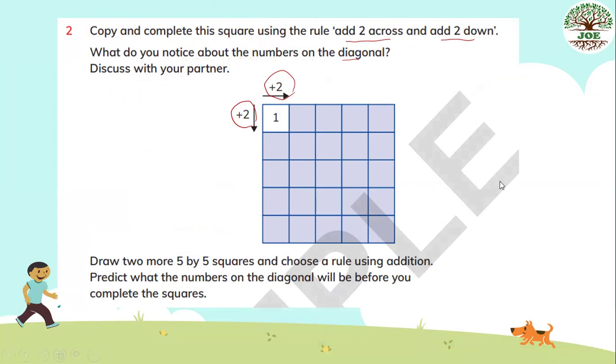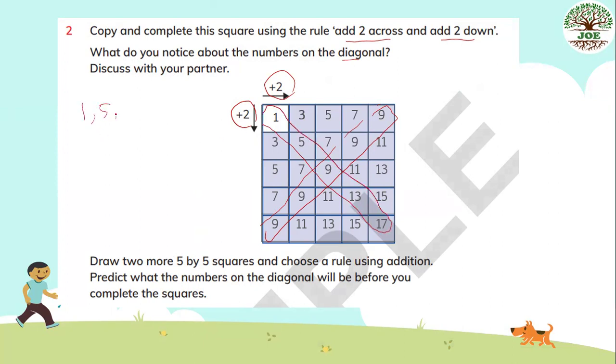Let's fill this number first. If we add 2 across and 2 down, our numbers will be like this: 1, 3, 5, 7, 9. And what happened in the diagonal? This diagonal, all the numbers are the same, 9. And this diagonal, what happened? They are 1, 5, 9, 13 and 17. So the difference between them is add four. So we add 2 across and add 2 down, and at the diagonal the number becomes add four. This is double of 2, no? 2 times 2 is 4.